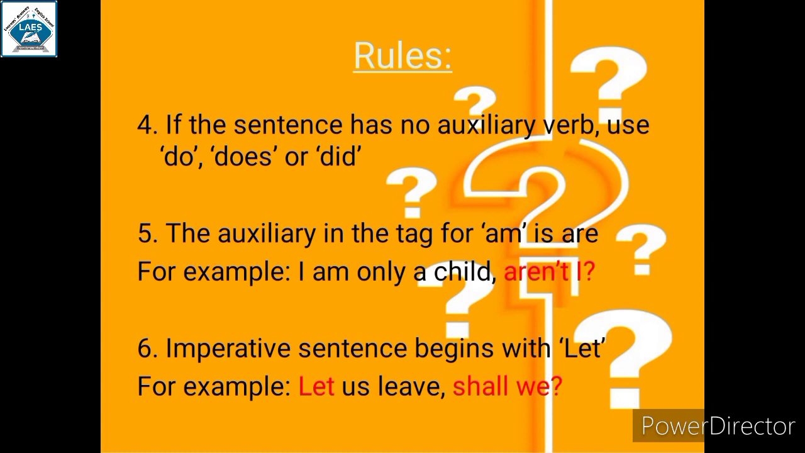Sixth, an imperative sentence begins with let. Imperative sentences are those which give you a command or an order. So, let us leave, shall we? Another example of an imperative sentence is listen to me, will you? Here the explanation of question tags gets over.